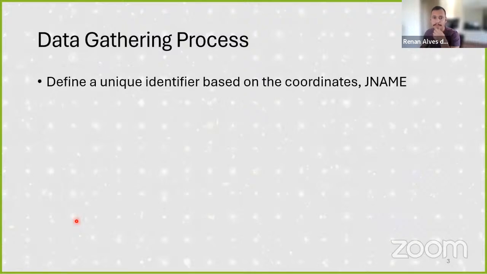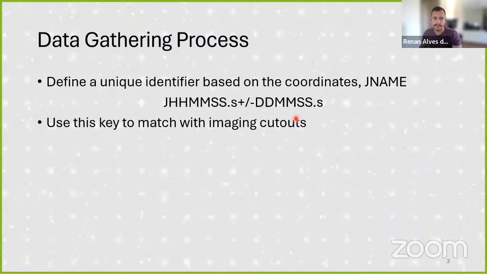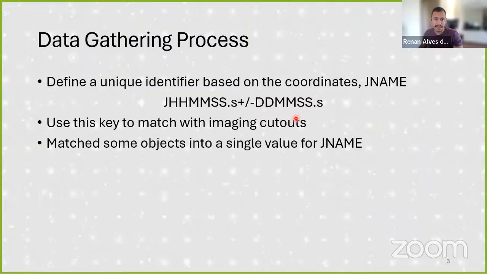So for this database, we defined a unique identifier called JName. Basically, this is very common in astronomy, using hours, minutes, and seconds for the coordinates. It's based on the coordinates of the systems, and we use this key to match with the imaging cutouts. So all objects in the database we had to name with the same JName.